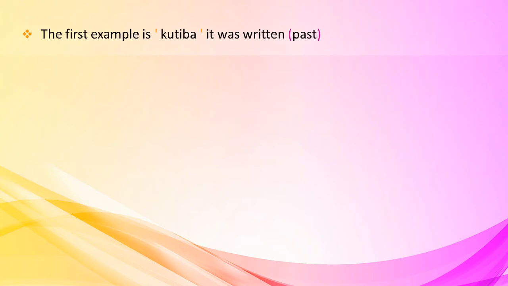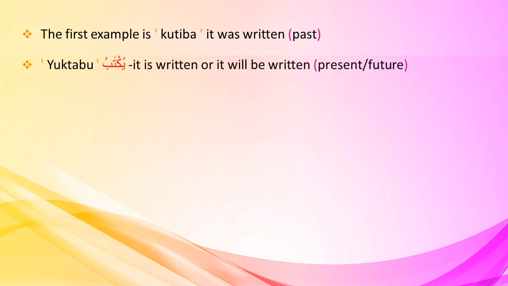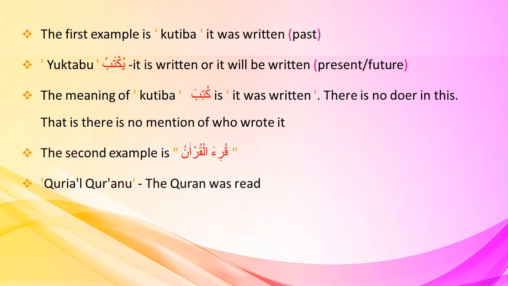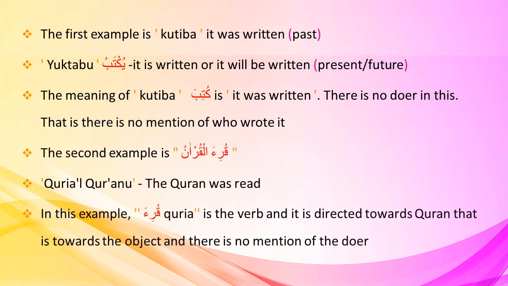Let's see some examples of passive verb. First example, kutiba, it was written. Yuktabu, it is written or it will be written. Kutiba, it was written, there is no doer in this. That is, there is no mention of who wrote it. Another example is Quri'a al-Quran. The Quran was read. In this example, Quri'a is the verb. Here, the verb is directed towards Quran, that is, towards the object, and there is no mention of the doer.